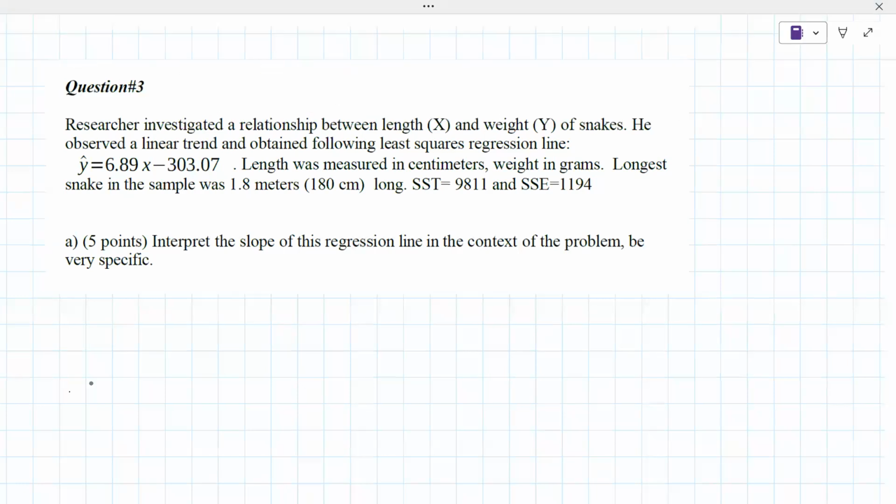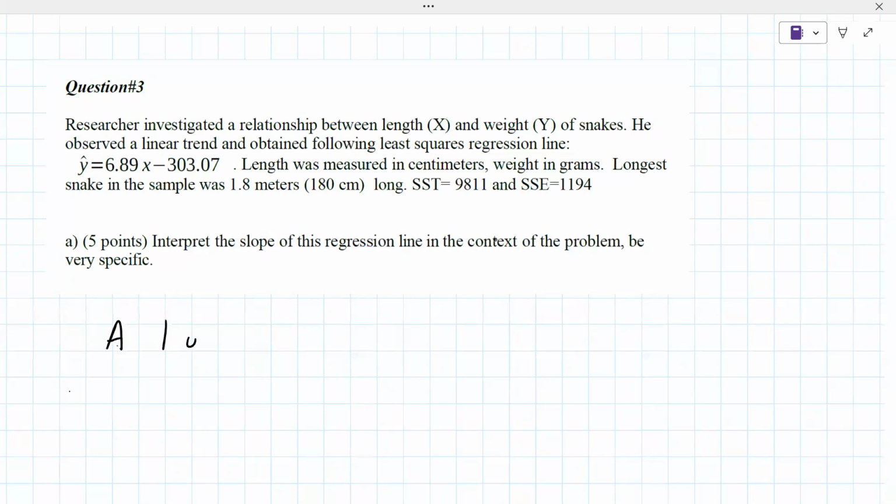Okay, so a researcher investigated the relationship between length X and weight Y of snakes. He observed a linear trend and obtained the least squares regression line. Length was measured in centimeters, weight in grams. The longest snake in the sample was 1.8 meters. Sum of squares, total sum of squares are given. Interpret the slope of this regression line in the context of the problem. Be very specific. So they're looking for very specific language. It's kind of a recipe here.